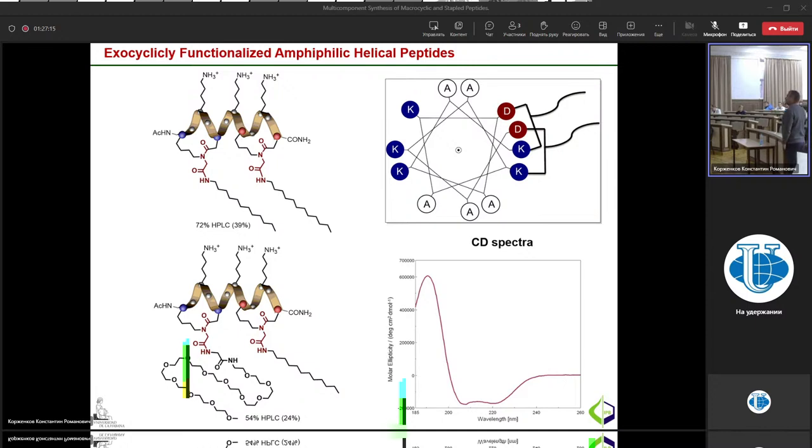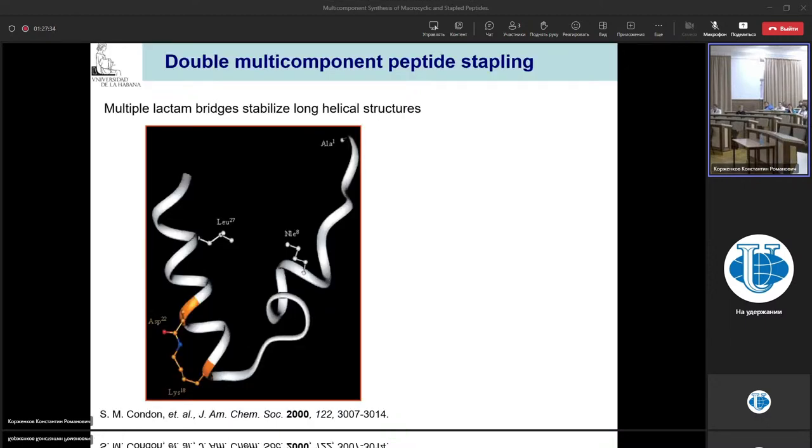But take a look at the design. We are placing two lipidic tails on the opposite face from where the positive charges are, okay? For solubility issues, sometimes we have to introduce a PEG chain because this compound is very amphiphilic, but it also sometimes precipitates as micelles. It's difficult to work with that, okay?